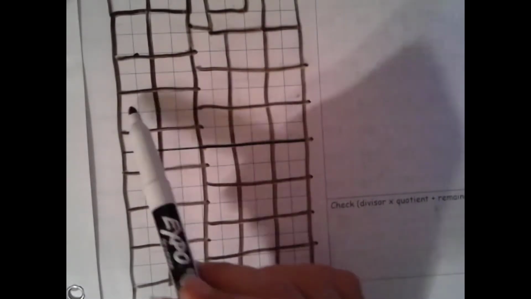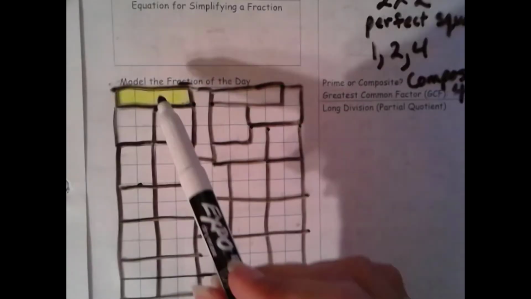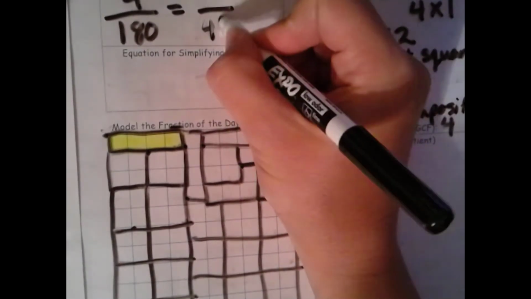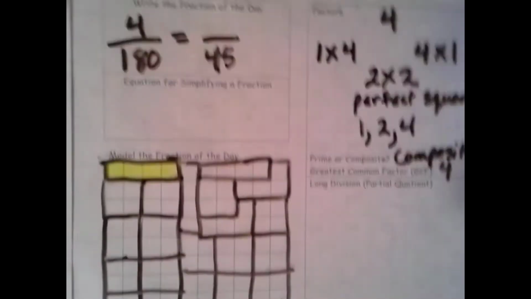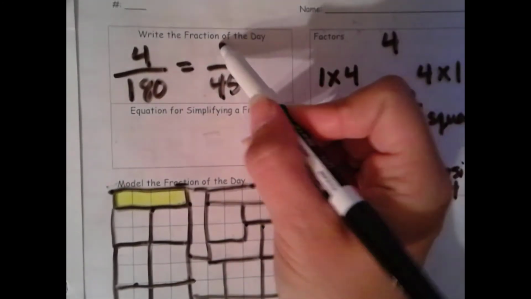So let's see. I have 1, 2, 3, 4, 5, and so on, up to 45. 45 total groups. And how many groups of 4 are shaded in? There's only 1 group of 4 shaded in.